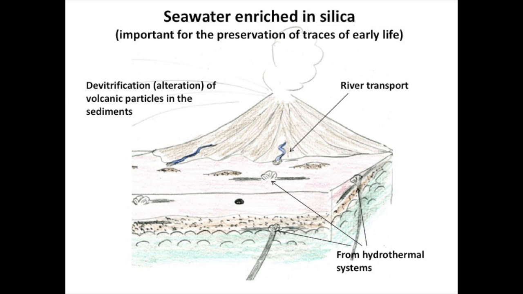There's a process that we call devitrification, by which the volcanic sediments are altered to phyllosilicates such as clays, and in the process silica is liberated into the pore water. So the area was supersaturated in silica. This is very important because it is the supersaturation in silica and the fact that everything was very rapidly silicified.